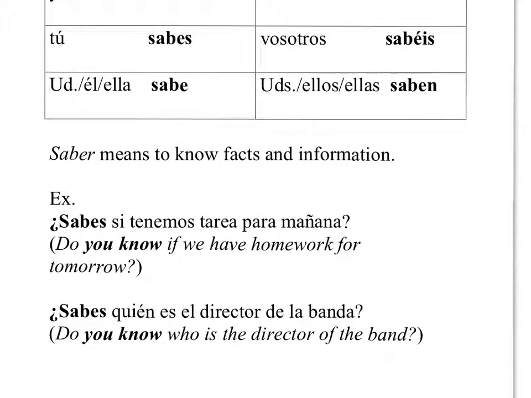The verb saber means to know facts and information. For example, ¿sabes si tenemos tarea para mañana? Do you know if we have homework for tomorrow? Or, ¿sabes quién es el director de la banda? Do you know who is the director of the band?